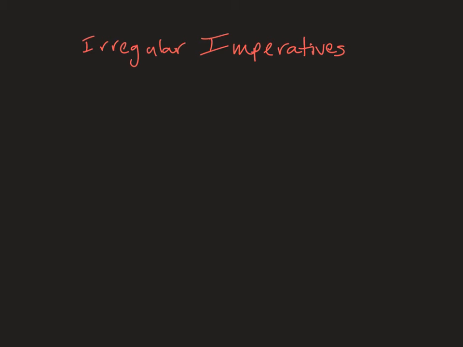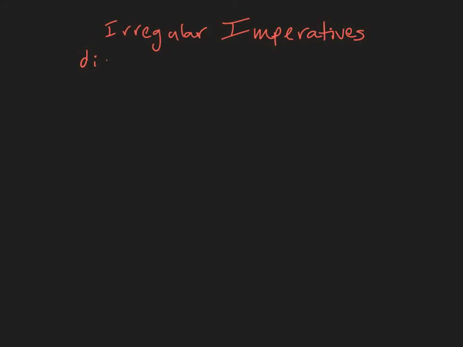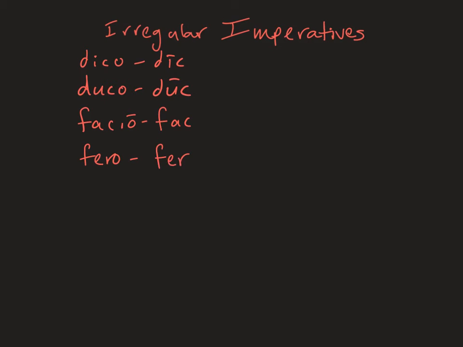So here, if I want to say speak, dico, then I have dic. Duco, duc. Facio, to make or to do. It's going to be fac, and then fero, to carry or to bear, is going to be fer. Fero is also a little bit irregular in the plural, ferte.